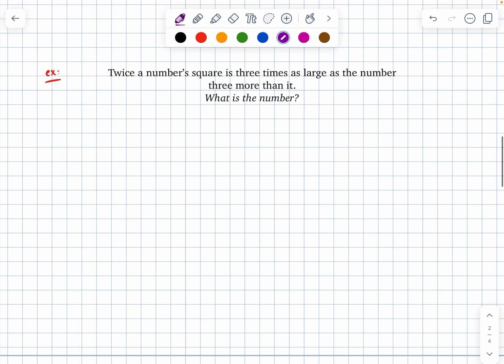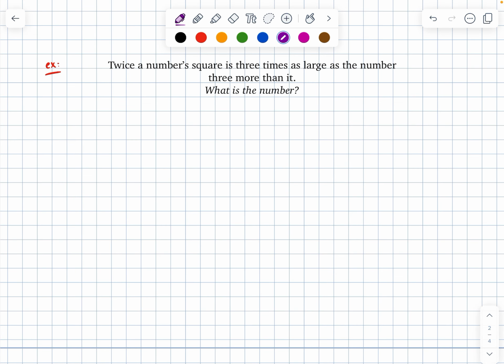Very nice. Uno más. Twice a number's square is 3 times as large as the number 3 more than it. I want to know what my number is. Give me a variable, do some translation, give me an equation. And if you're feeling bold, go ahead and solve it. Go ahead.